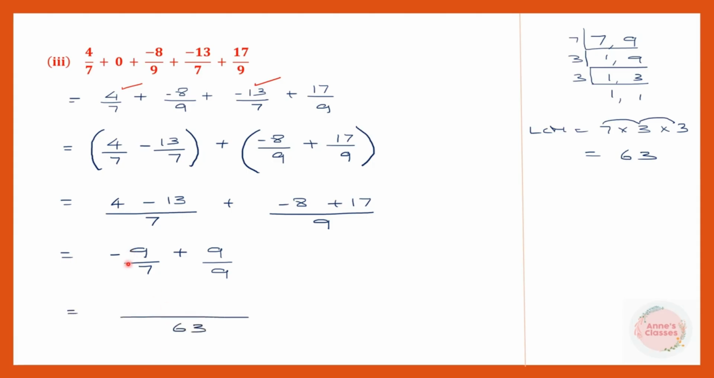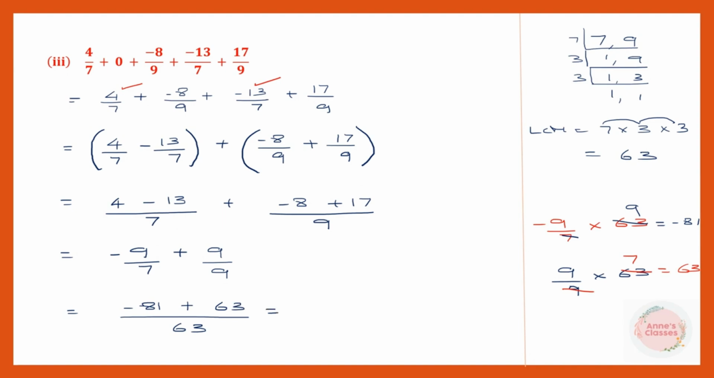Now take the first rational number minus 9 by 7. Let's work this out in a different way. Minus 9 by 7 multiply with the LCM. Then cancel. 7 9s are 63. Now multiply the numerators. Minus 9 into 9 minus 81. So we can write that here minus 81 plus. Now take the second rational number 9 by 9 into the LCM. Now cancel. 9 7s are 63. So here multiply. 9 7s are 63. So here we get plus 63. Let's write it down. Now here we have minus 81 plus 63.